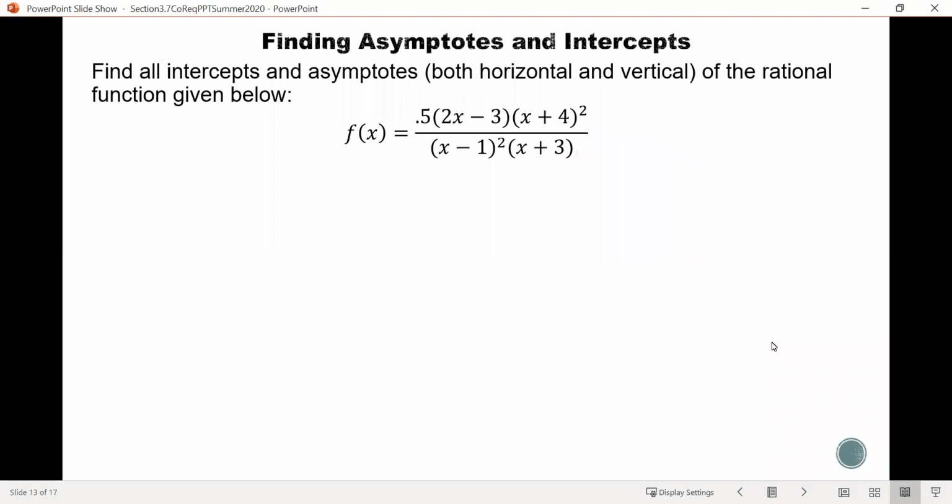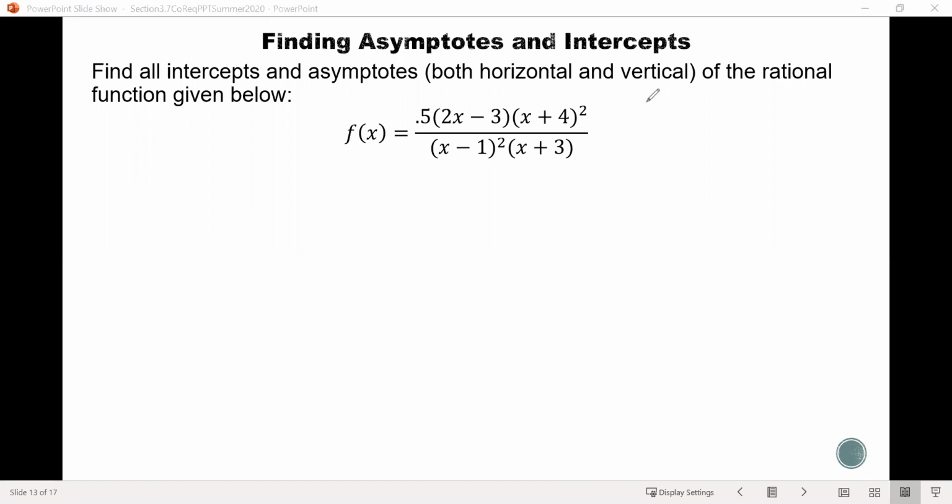Okay, so let's start with this question here. We're asked to find all intercepts and asymptotes, both horizontal and vertical, of the rational function given below. So let's start with the asymptotes, since we've been talking about that.